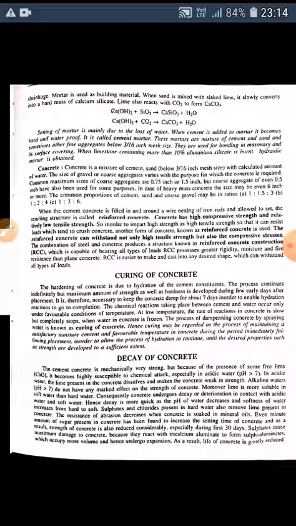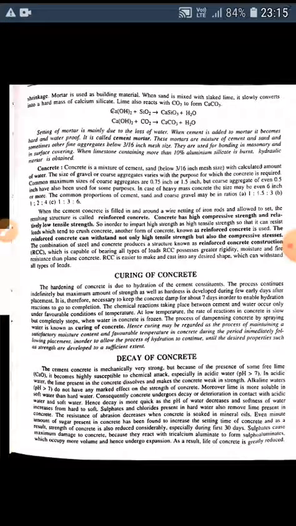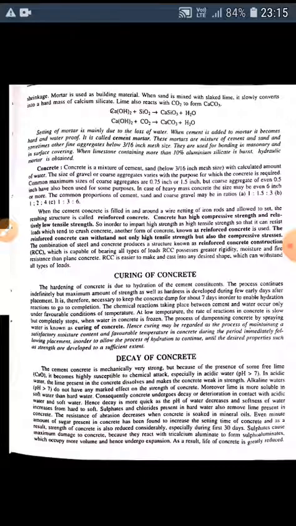Concrete has high compressive strength and relatively low tensile strength. In order to impart high tensile strength so that it can resist loads which tend to crush concrete, another form of concrete known as reinforced concrete is also used. The reinforced concrete can withstand not only high tensile stresses but also the compressive stresses.